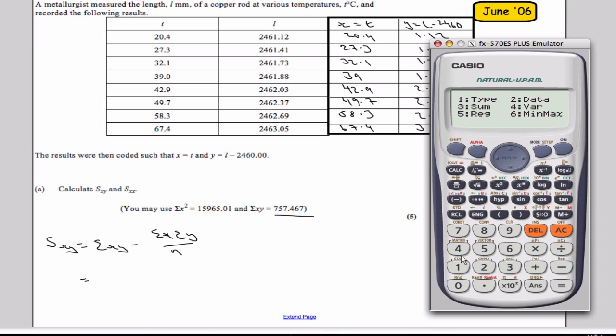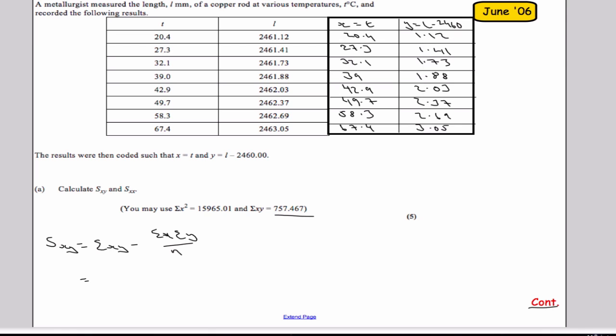So shift stat. So I need the sum of XY minus, and I need to do the sum of X times by the sum of Y divided by N, which is 8, divided by 8. And we get 71.4685.